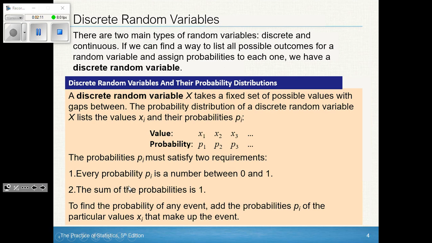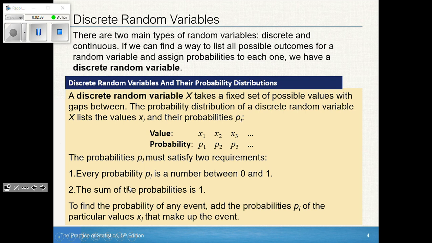There are 2 main types of random variables, discrete and continuous. If it's possible to list all the outcomes, then we have a discrete random variable. So a discrete random variable takes some fixed set of possible values that we can list out, and they may even go on and on, but we can list them out, and the probabilities have to be between 0 and 1.